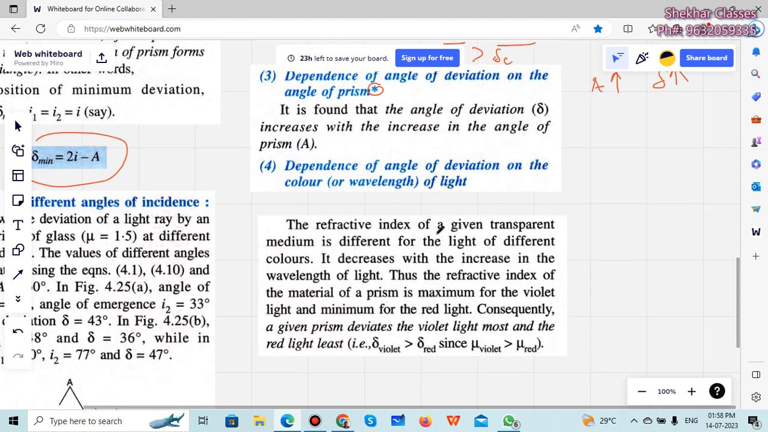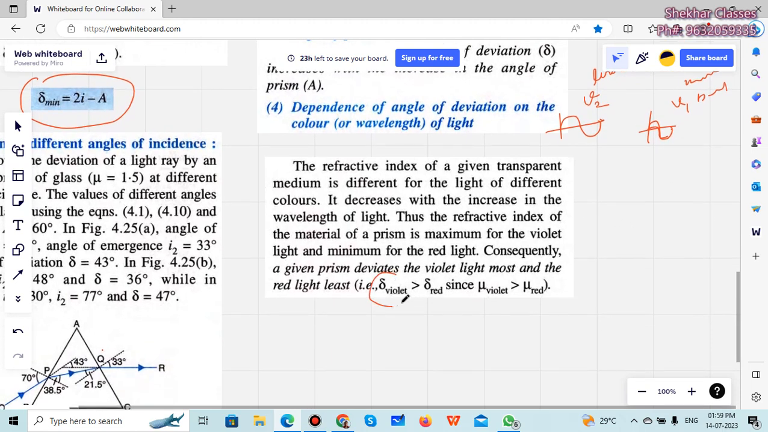Dependence of angular deviation on the color or wavelength of light. We know that red has a bigger wavelength and violet has a smaller wavelength. The bigger wavelength has a higher velocity, and the smaller wavelength has a lower velocity. If it has a higher velocity, it will have less bending power, and the other will have more bending power and bend more. If it bends more, it will deviate more. So violet will bend more as compared to red, which means the deviation in violet is more than the deviation in red. As simple as that, because the refractive index of violet is more than the refractive index of red.